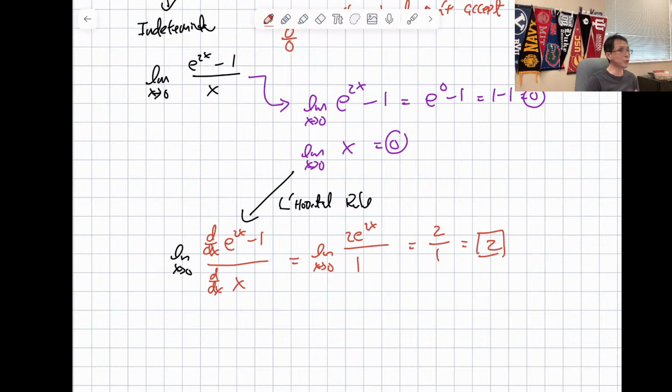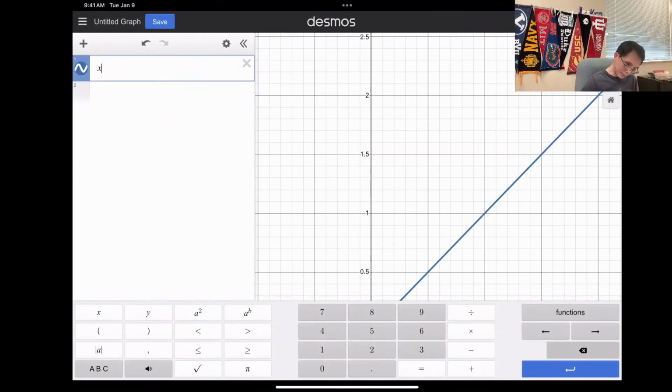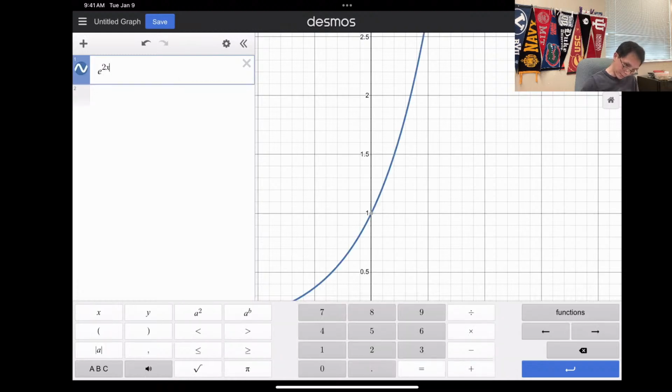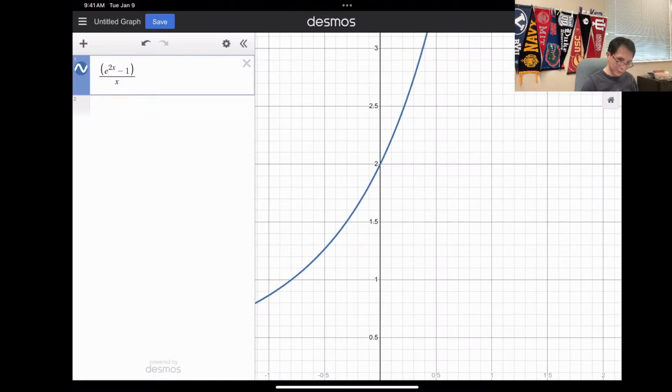Now I want to show you in terms of graphing. If I were to put this in a graph, it will look like e to the 2x minus 1, in parentheses, over x, like this. Now you see this is just a normal graph. It should reach 2, but pay attention. What happened when it reached 2? Yep, there's a hole in there. So it's not really defined.